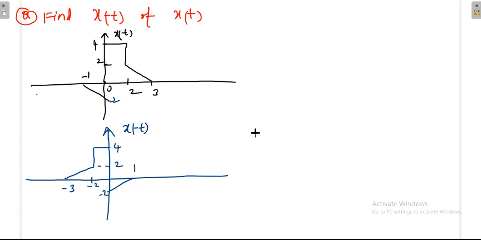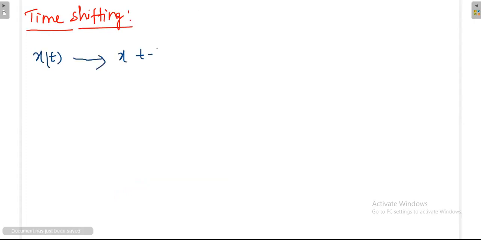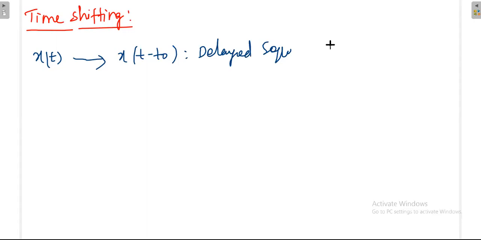Then next we'll see the time shifting operation. Originally, if x of t is there, then you can write x of t minus t naught. For a moment, we'll assume t naught is positive. Already minus is there. If it is like this, your signal will be delayed. When it is delayed, the signal will be slid towards the right hand side, so the shift will be towards the right.